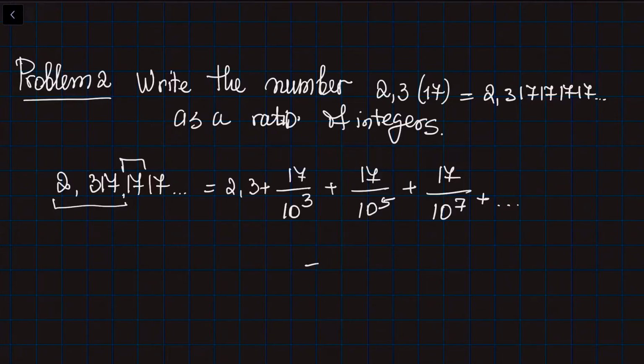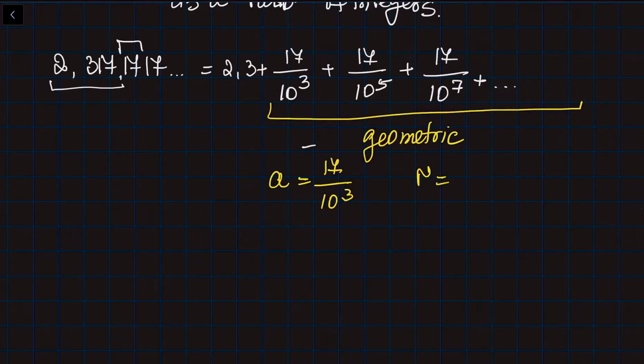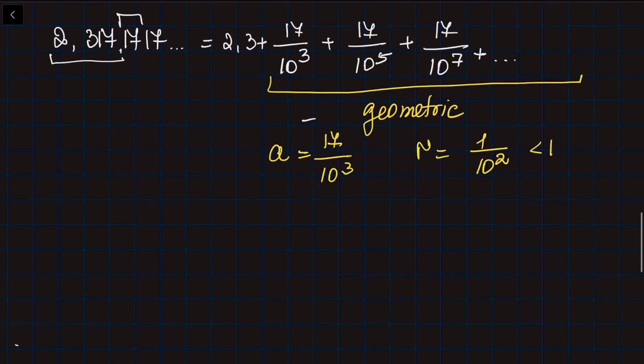So the thing is, this part of this series is a geometric series, where a, the first term, is equal to 17 over 10 to the power of 3, for example, and the common ratio is equal to 1 over 10 to the power of 2, right? Indeed, if you multiply r by the first term, you get exactly the second term. If you multiply r by the second term, you get the third term, and so on. Since r is less than 1, this part of the series is convergent, so its sum is a finite number, and we know how to evaluate it: a divided by 1 minus r.